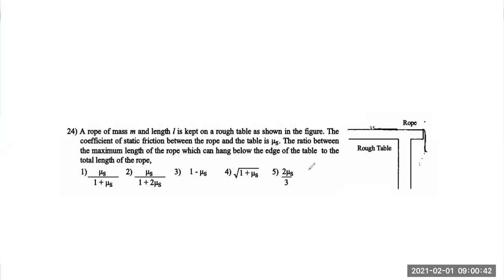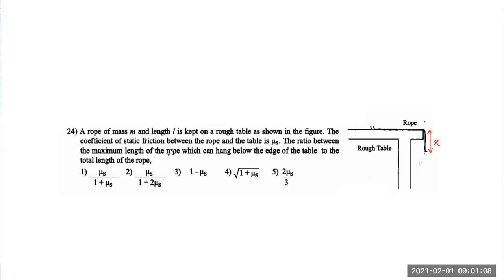Okay, 24th question now. Maybe this is the most interesting question in this. A rope of mass M and length L is kept on a rough table as shown in the figure. The coefficient of static friction between the rope and the table is mu s. The ratio between the maximum length of the rope which can hang below the edge, that means they're talking about this length, I'll take that length as x, below the edge of the table to the total length of the rope.